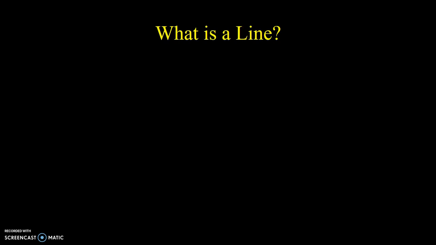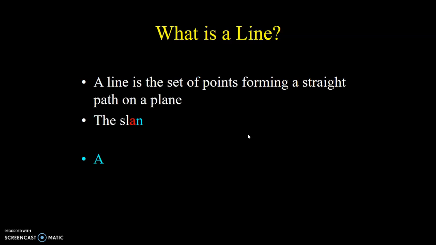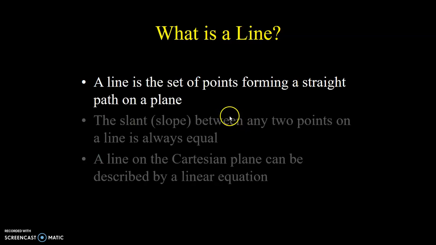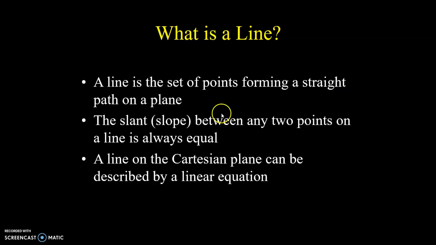In this video, we are going to learn about slope of the line. How will we find the slope of the line? First, what is a line? Back in geometry, you studied already what a line is. A line is a set of points forming a straight path on a plane. The slope says that the slope between any 2 points on a line is always equal.